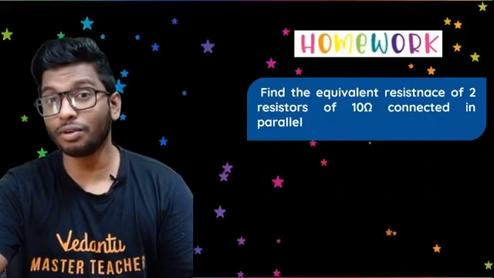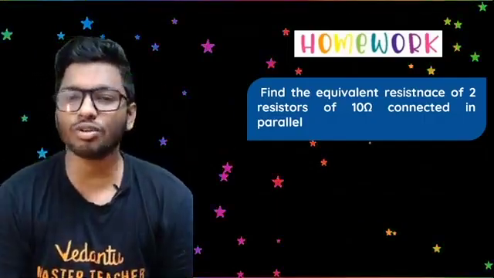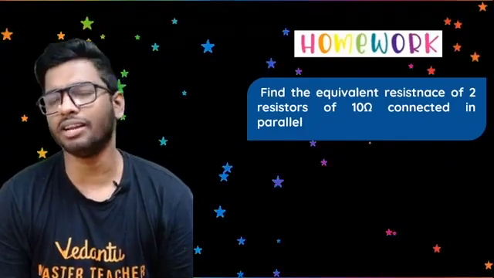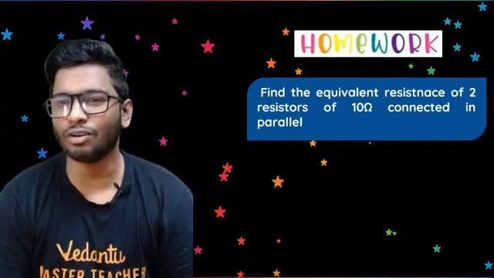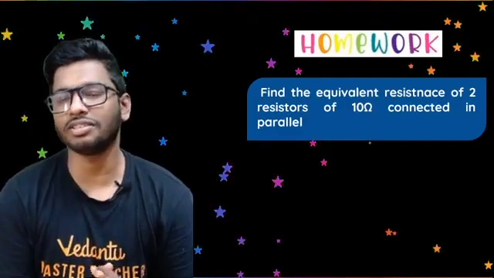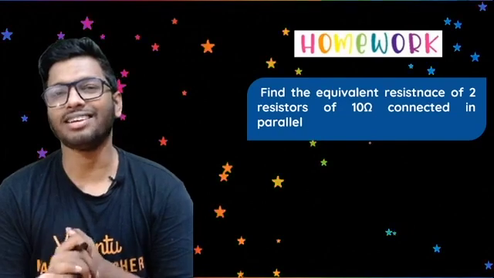Now I also have a homework for you people. So the homework for today is this, guys. Find the equivalent resistance of two resistors of 10 ohms connected in parallel. So you have two resistors connected in parallel, and each of their resistance is 10 ohms. So you're supposed to find out what is the equivalent resistance. Very simple, straightforward question. Let's see who gives the answer first in the comment section below.